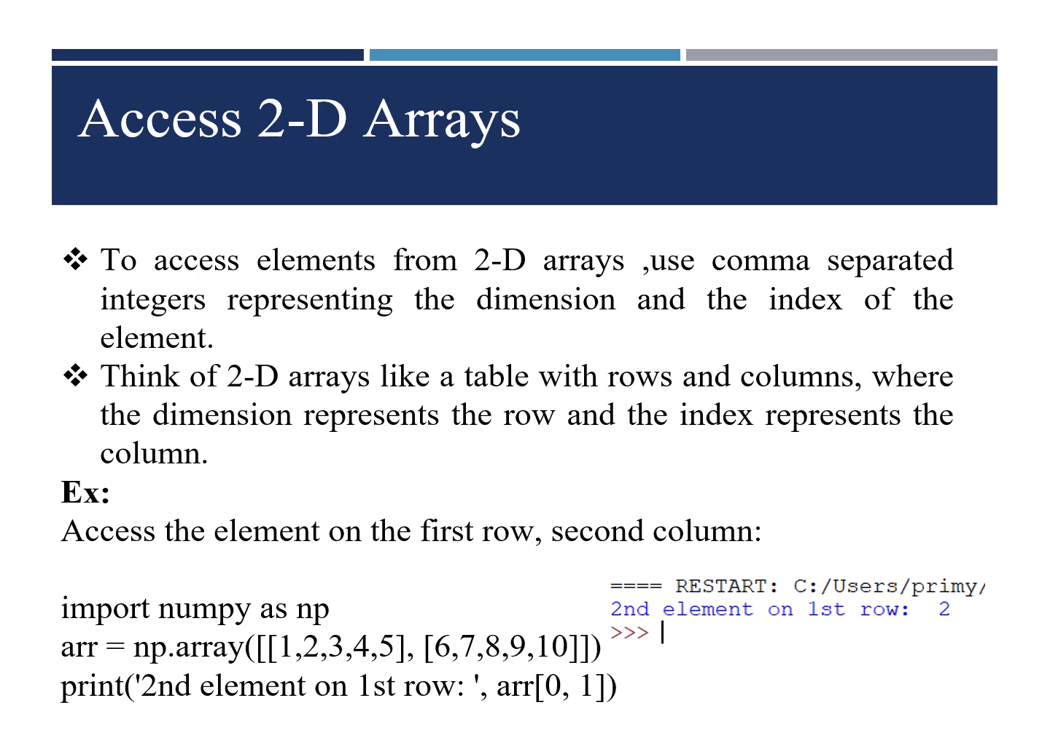Now accessing 2D arrays. Since it has both rows and columns, to access this we need the row number as well as the column number. Here, if you look at an example, import numpy as np, arr equal to np dot array of the collection of values such as 1, 2, 3, 4, 5, and 6, 7, 8, 9, 10. Now, when we want to access the second element on the first row, we are supposed to give arr of 0, 1.